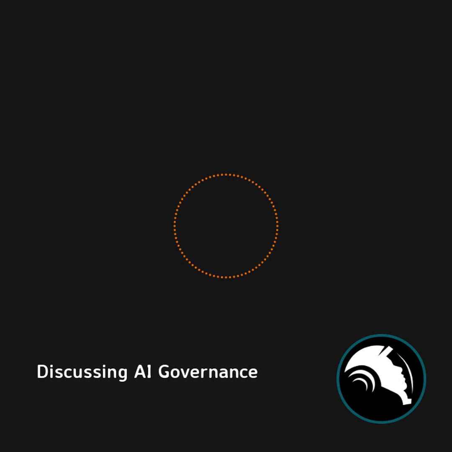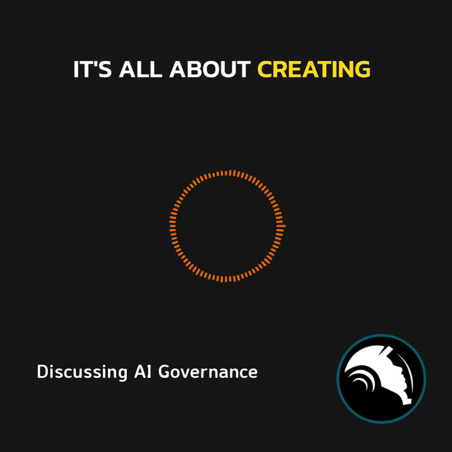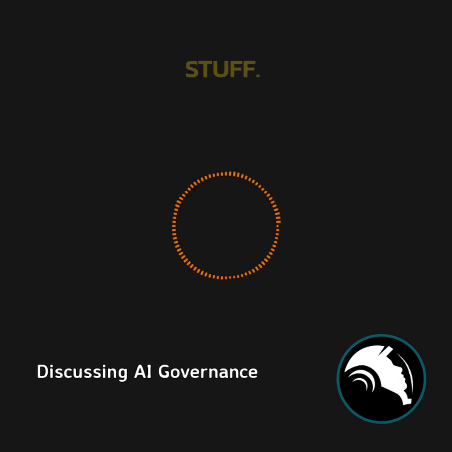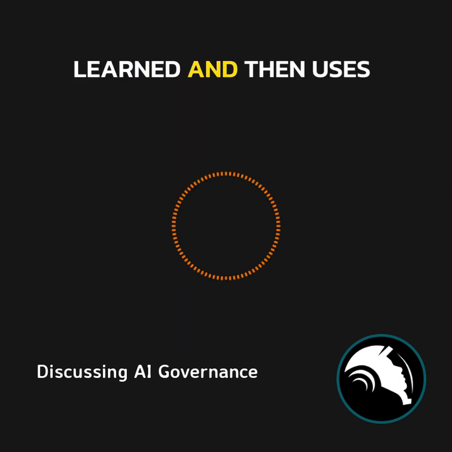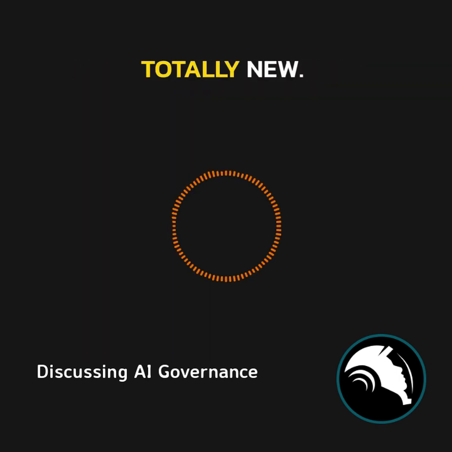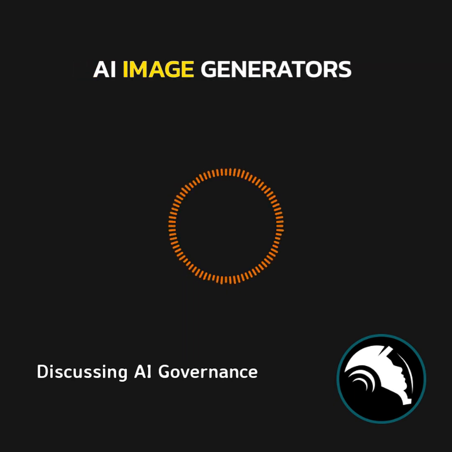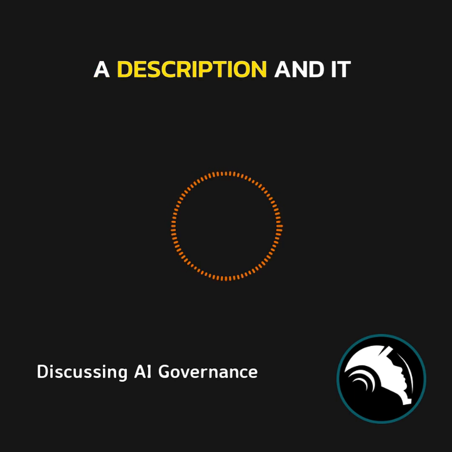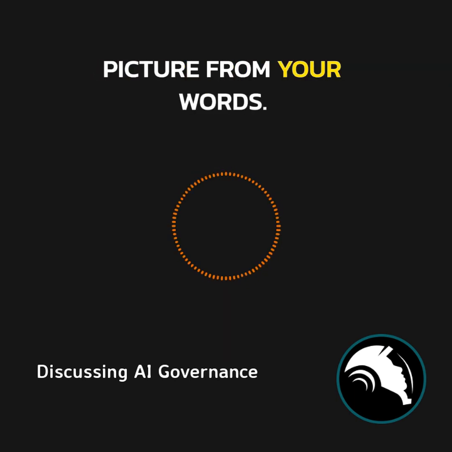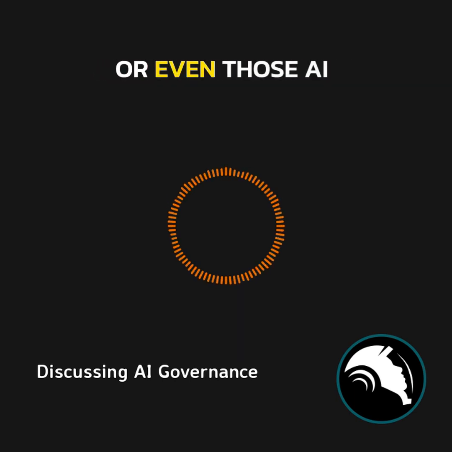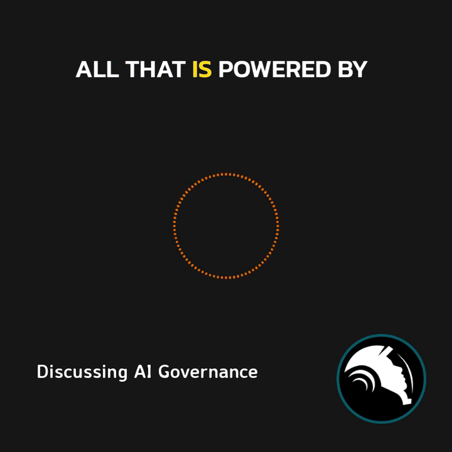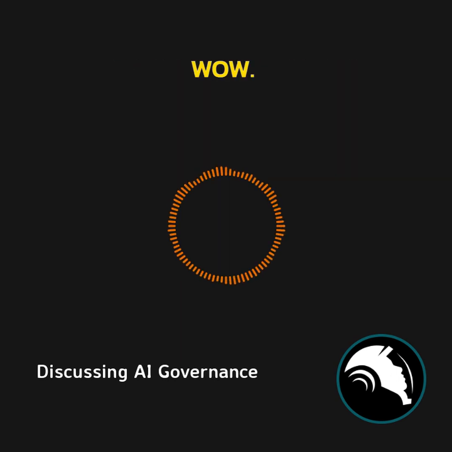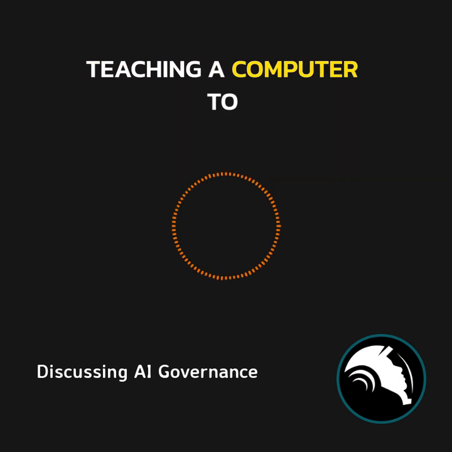Generative AI. Oh, now that one is even more interesting. Generative AI is all about creating new content. So instead of just recognizing patterns, it's actually making new stuff. Yeah, it takes what it's learned and then uses that to create something totally new. Think about those AI image generators where you type in a description and it makes a whole new picture from your words. Oh yeah, those are wild. Or even those AI chatbots that can hold a conversation. Exactly. All that is powered by generative AI. Wow. It's kind of like teaching a computer to be creative.